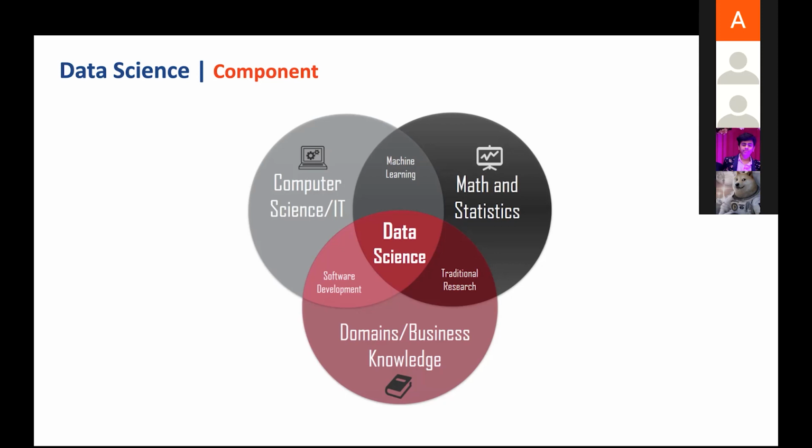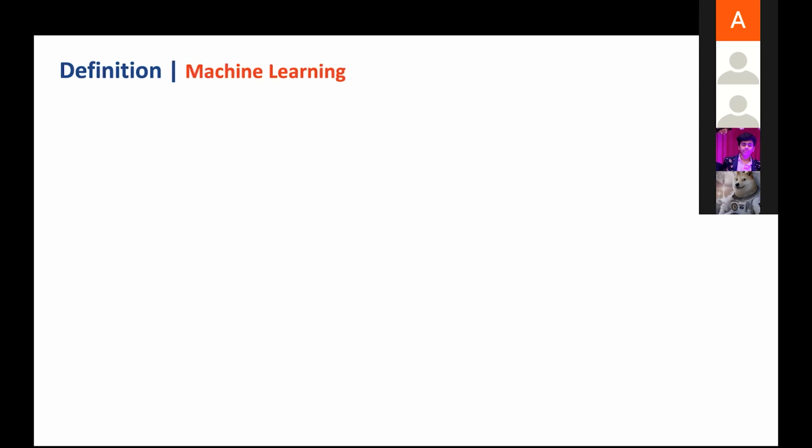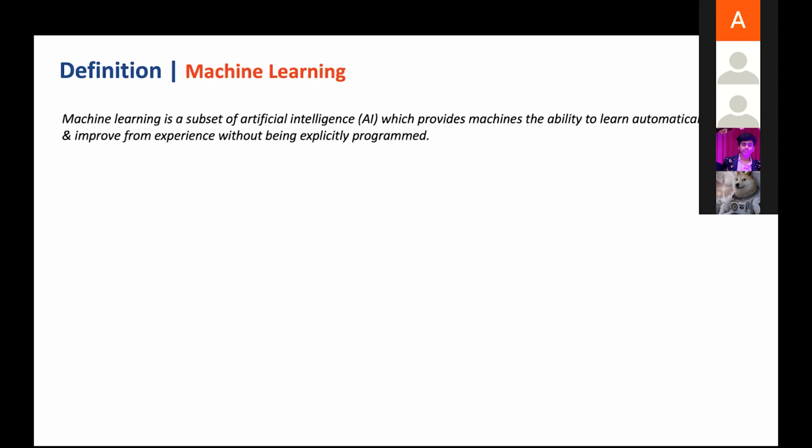We'll learn about machine learning and what kind of statistics we use in data science, and then we'll understand a few of the software. So firstly, machine learning. We'll know about what machine learning is. Machine learning is a scientific way to provide machines the ability to learn automatically and improve from experience without being explicitly programmed.